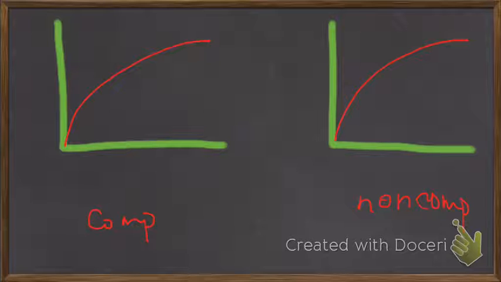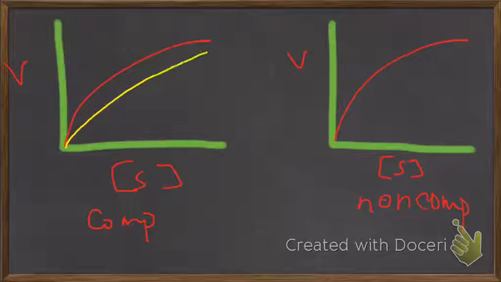Okay, and we have V versus S for both of these curves, of course. Now let's put in the inhibitor. Remember, a competitive inhibitor competes with the substrate for binding, so it takes longer to get there, but eventually once the substrate concentration gets high enough, it can reach the same ultimate Vmax and go on to form product.